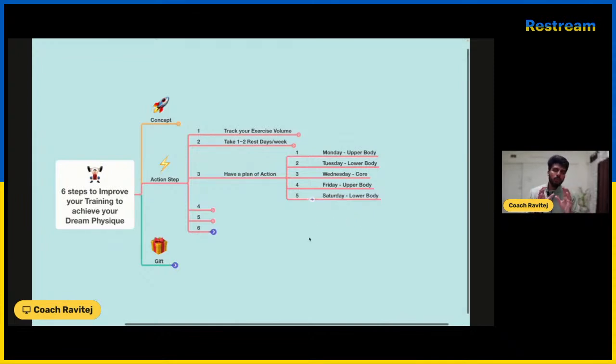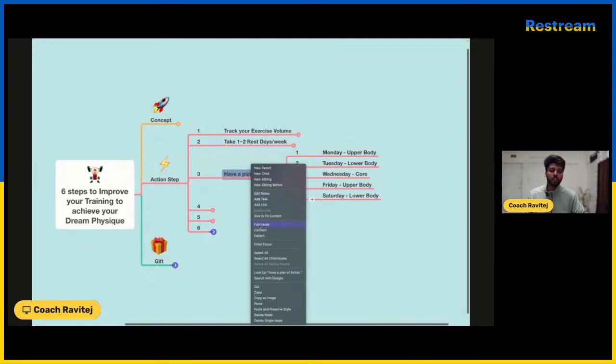So this is how you can have a macro plan. And on Monday, in upper body, what exercises you need to do, that will be the next step. That will be the micro planning.